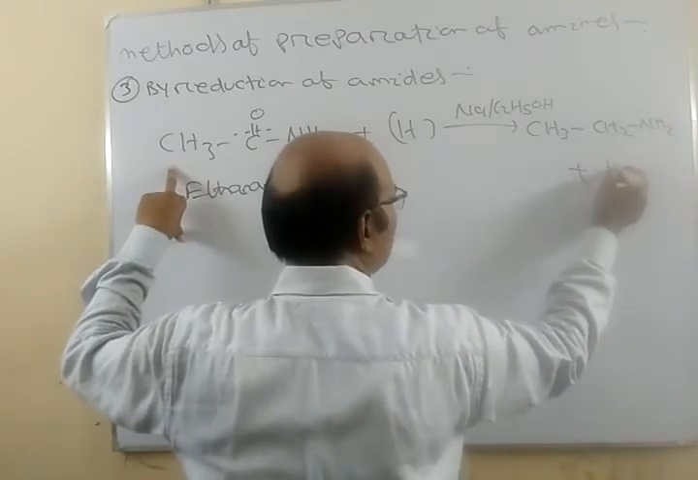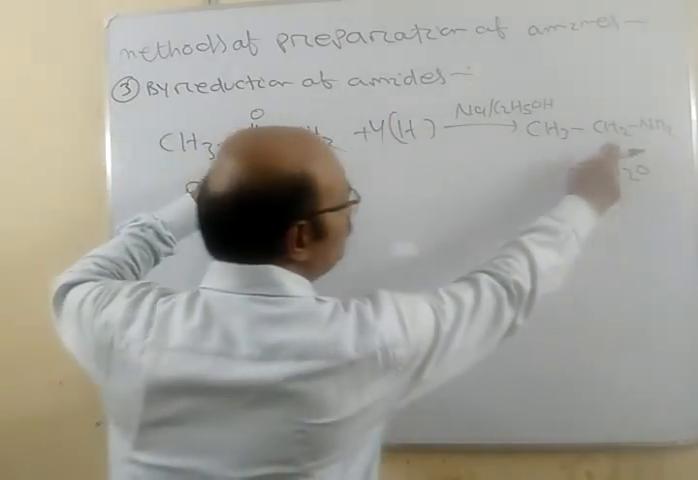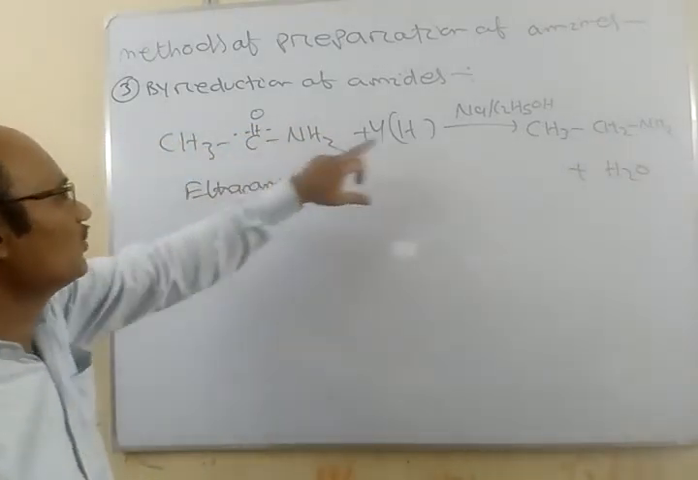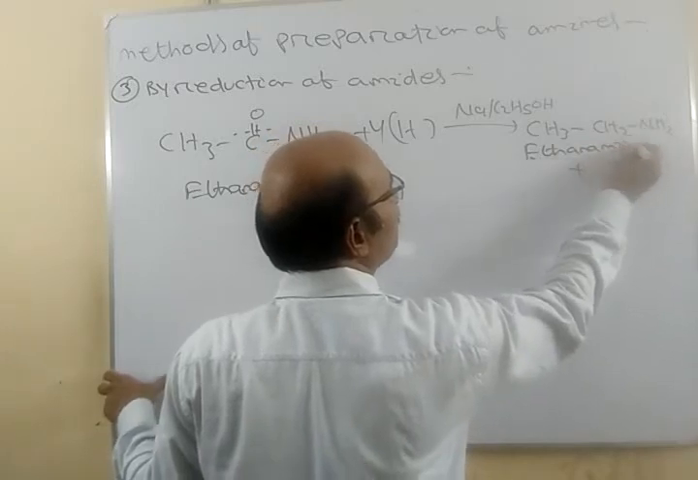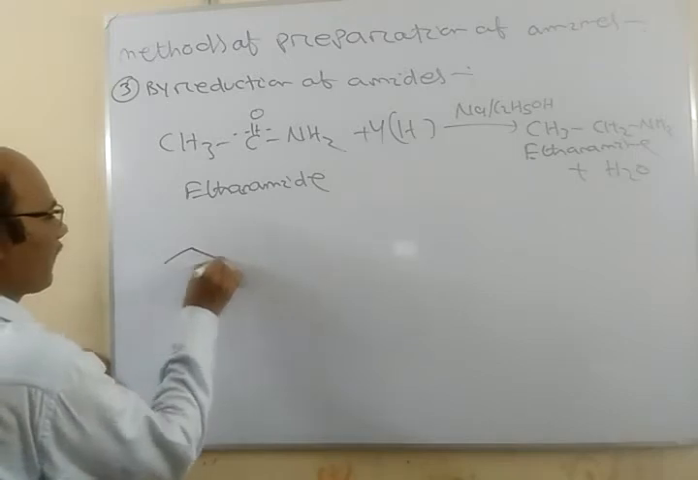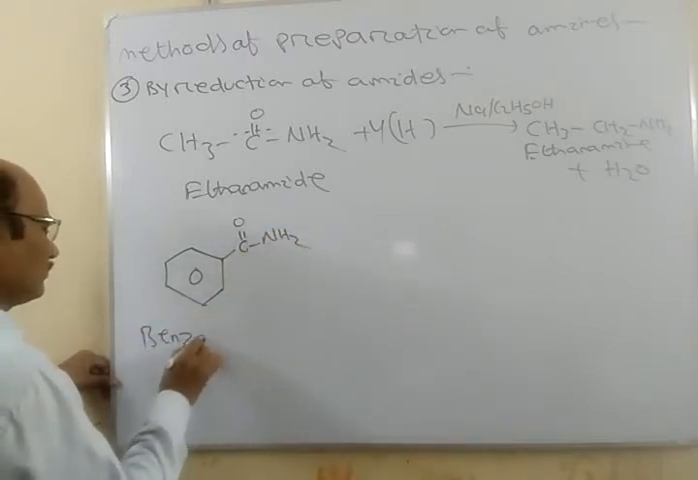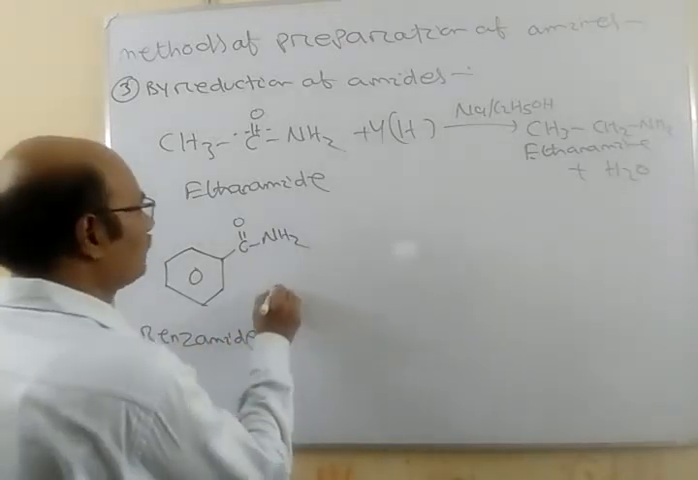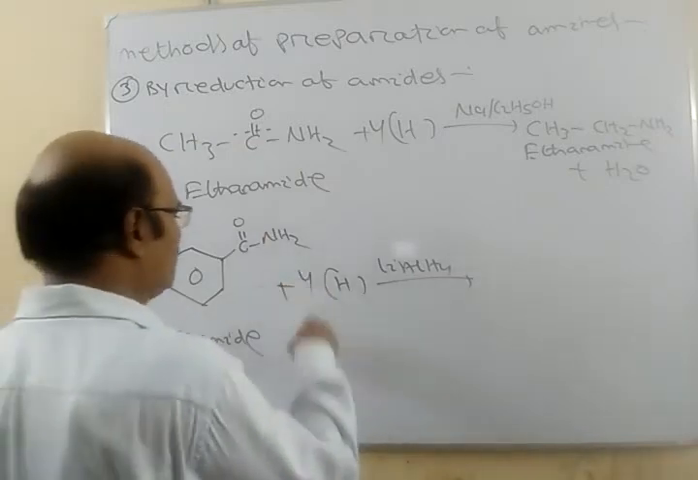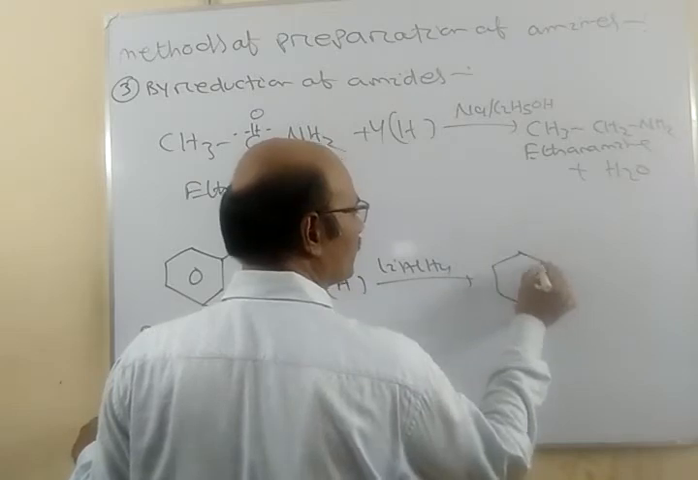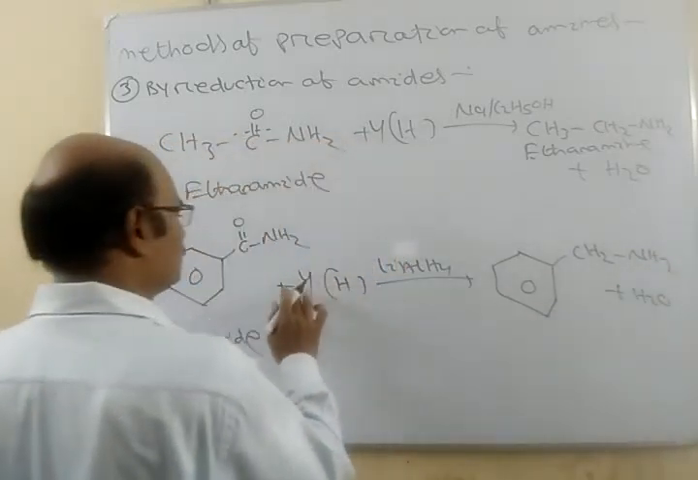So we get CH3CH2NH2 plus H2O. Now this 4H, 2H will be added here, and the other 2H will form water. This is ethanamine. Similarly, I can also take C6H5CONH2, which is called benzamide, plus 4H, lithium aluminum hydride, and you get C6H5CH2NH2 plus H2O.